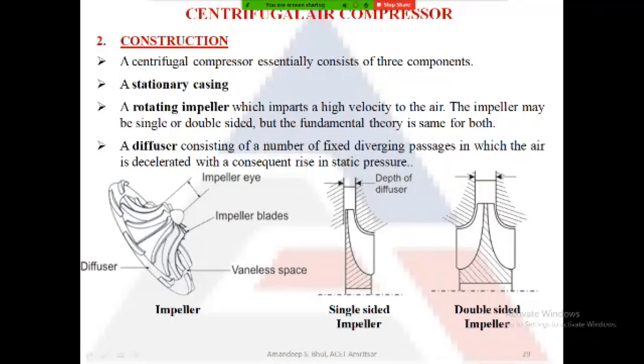Now after the rotating part, there is the diffuser part. Now these diffuser blades are fixed blades, and they are of diverging passage. Diverging passage means at the inlet the area of cross section is low, and as we move towards the outlet, the area increases. Now this increase in area results in decrease in the kinetic energy of air, and results in the increase in static pressure.